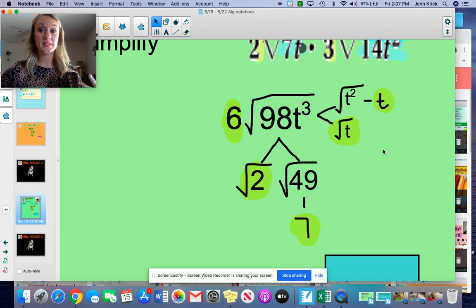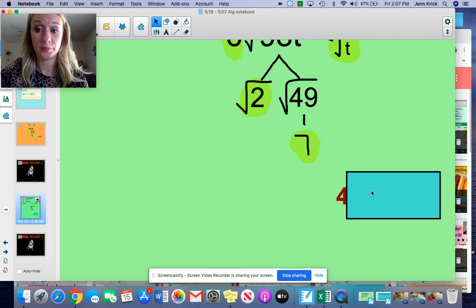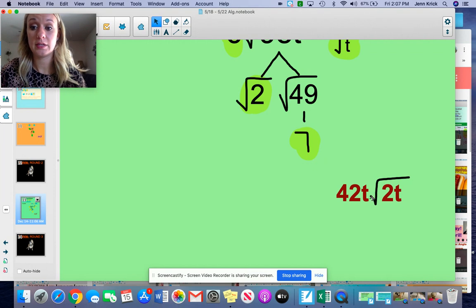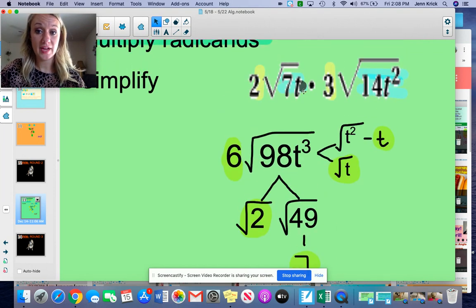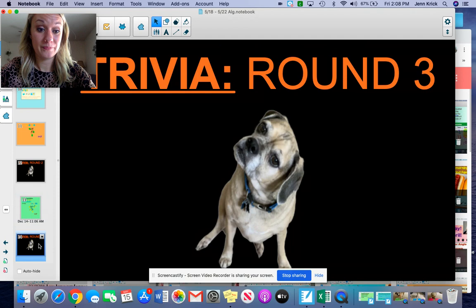Let's start with the pieces that are not under radical signs, which would be my 6, my 7, and my t. Well, what is 6 times 7? It's 42. And then you just need to throw the t on there since it's combined with multiplication. So you've got 42t. Underneath my radical, I've got just a 2 and just a t. Again, 2 times t. Push them together with multiplication. And here's what you've got. So if I simplified this whole expression here, it would give me 42t rad 2t. That was a lot, I know. Okay, last round of trivia, and here we go.